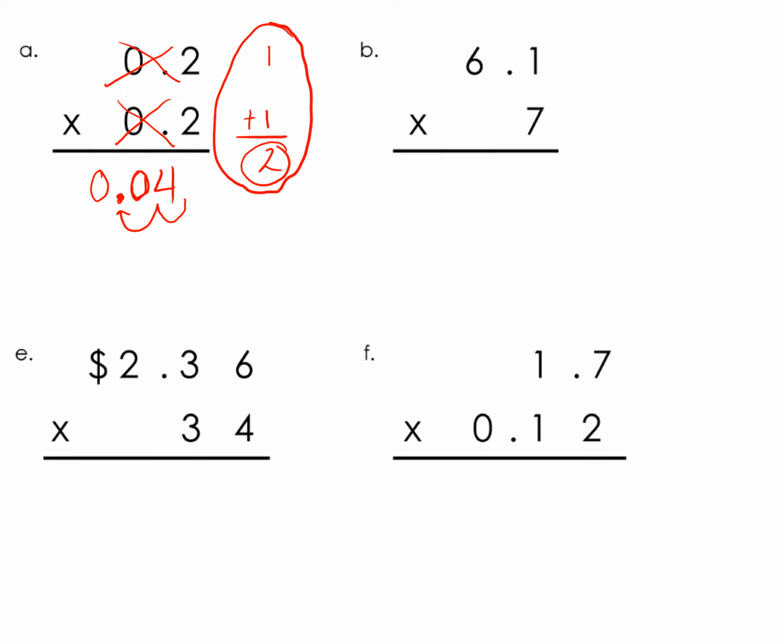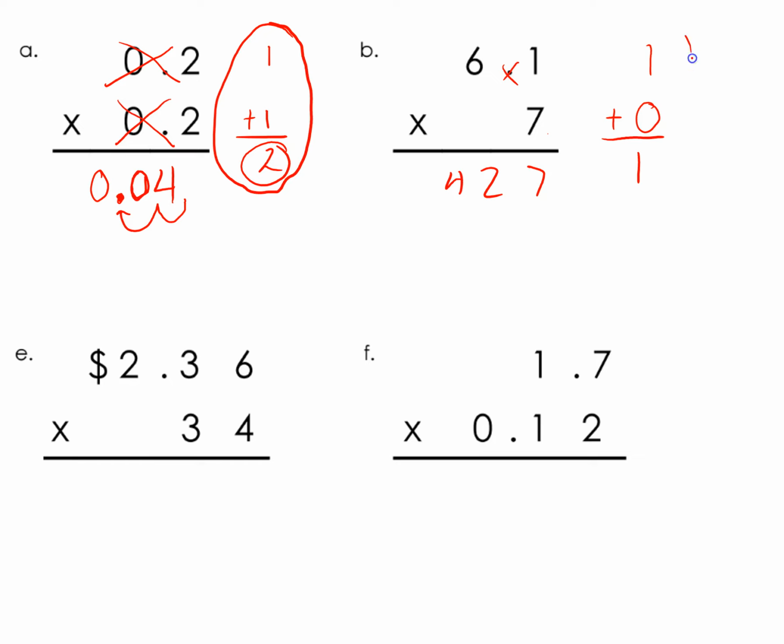Okay, let's do another example. Let's look at B. So again, first thing, how many numbers are behind the decimal? Well, here's the decimal. There's one number behind the decimal here. There's a hidden decimal here, but there's nothing behind the decimal there. So there's no digits back here. So I need to move my decimal over 1 when I get my final answer. So now I'm going to multiply just like it's 61 times 7. 7 times 1 is 7. 7 times 6 is 42.